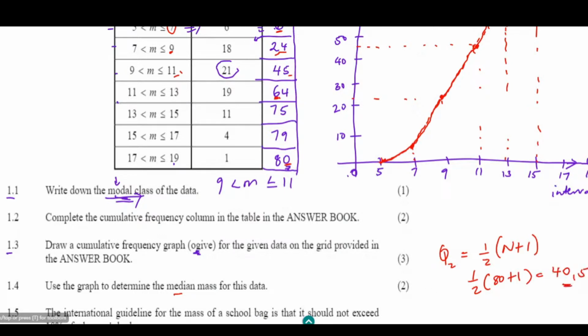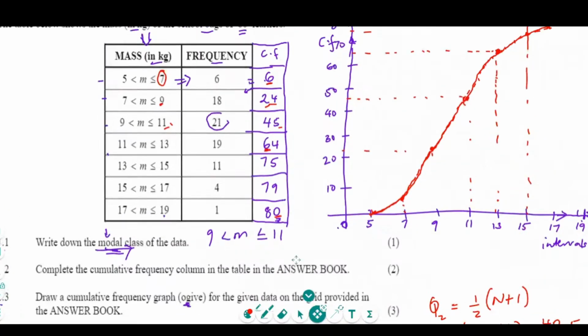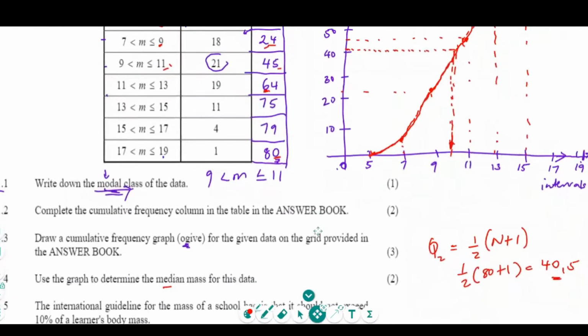Okay, so I'll get back to my graph and locate where I can find 40,5 along my cumulative axis. So 40,5 is just slightly above 40. I'll use my straight line ruler and then connect it to the graph, and then I'll drop this downwards. So we can see that the median is somewhere between 9 and 11. So we can just easily make an estimate, because 9 to 11 is just the median class.